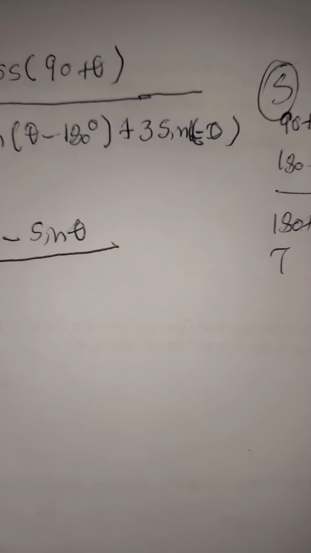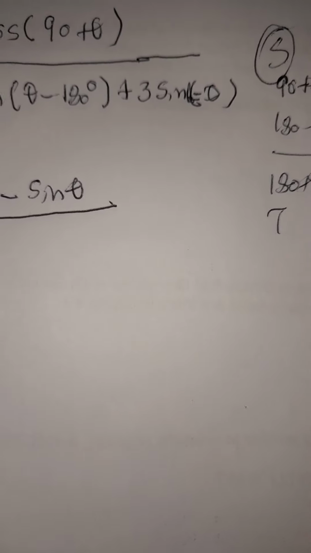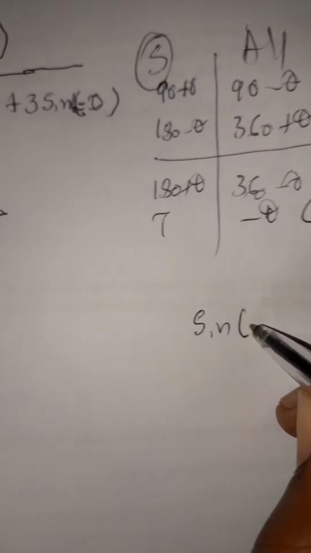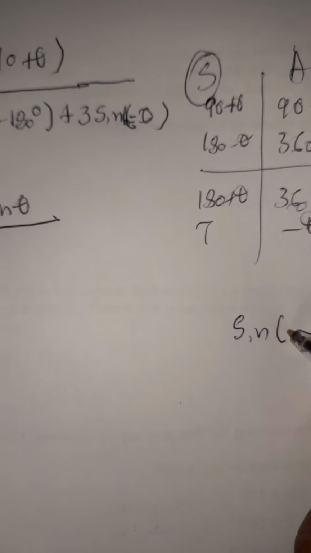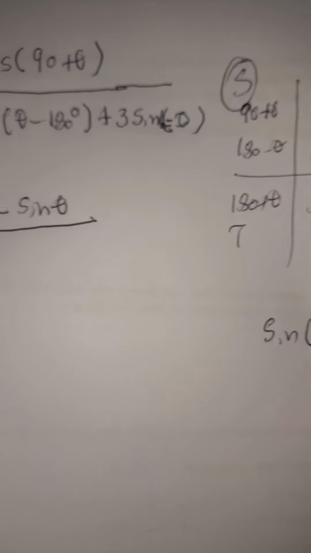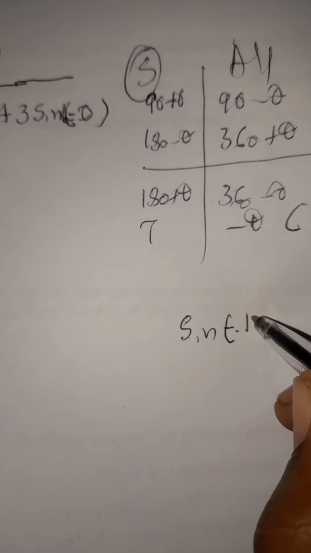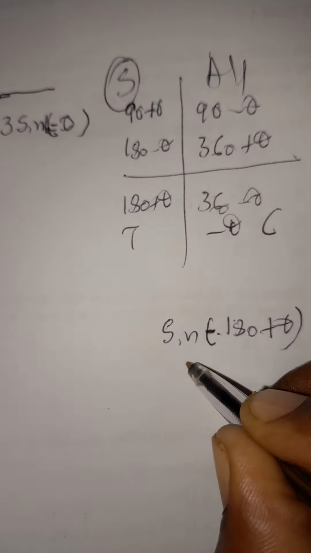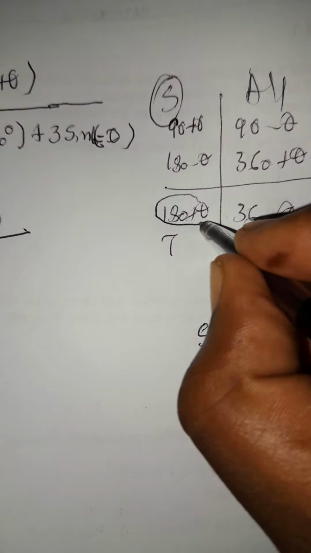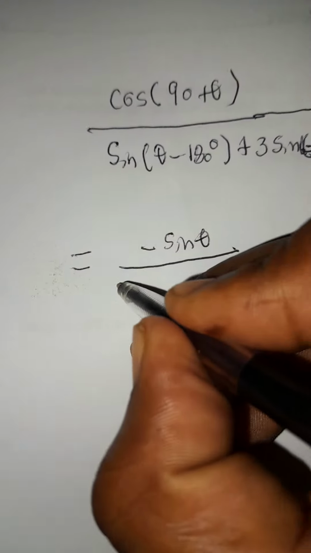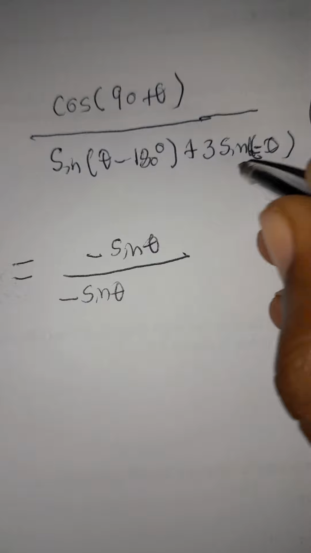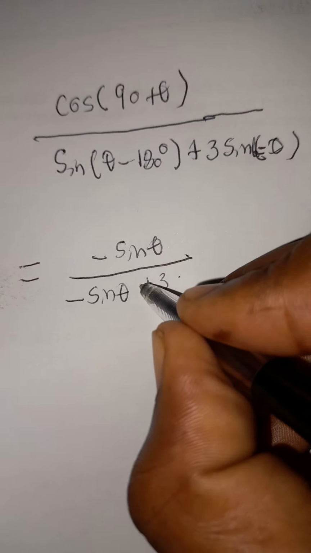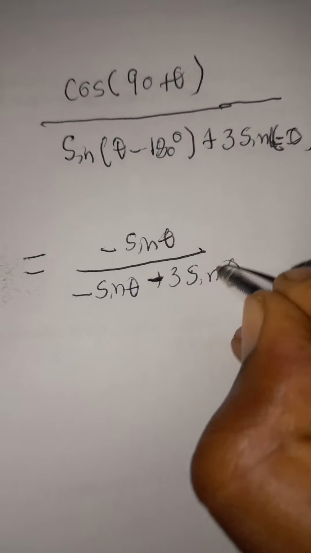So what about this? When you're given sine of theta minus 180, I advise that you rearrange it and write this as sine of negative 180 plus theta. This is the third quadrant. How is sine in the third quadrant? It's negative. So in this case, we are going to have negative sine theta. Negative and positive will affect this, so we are going to have negative sine theta.